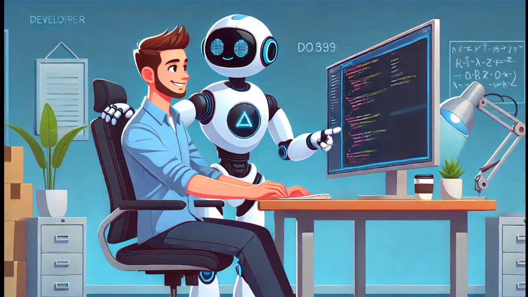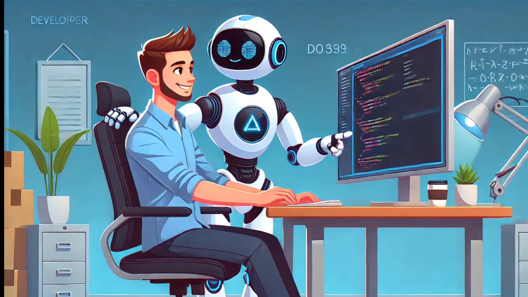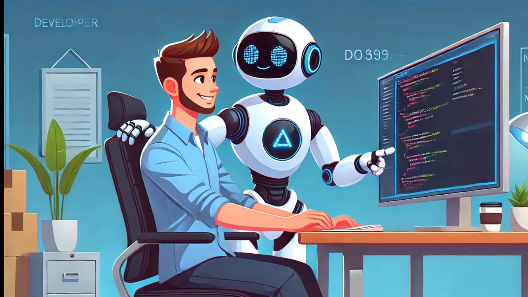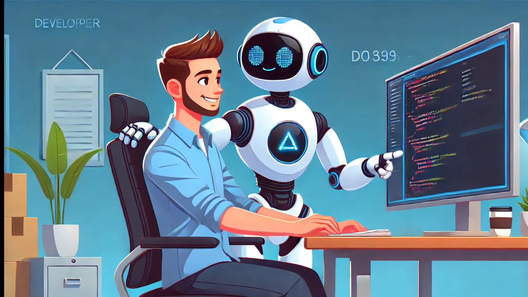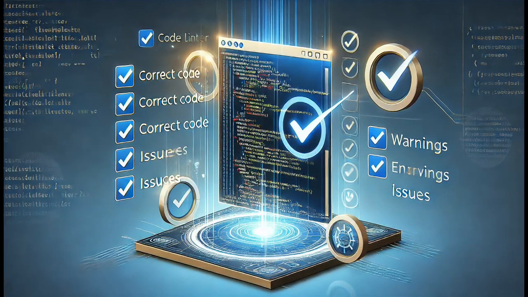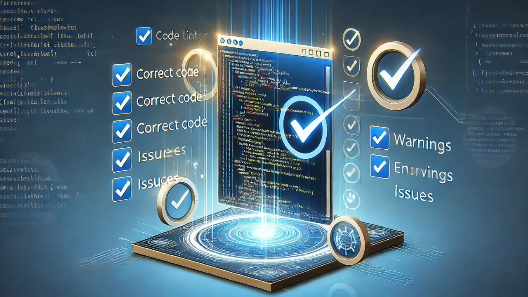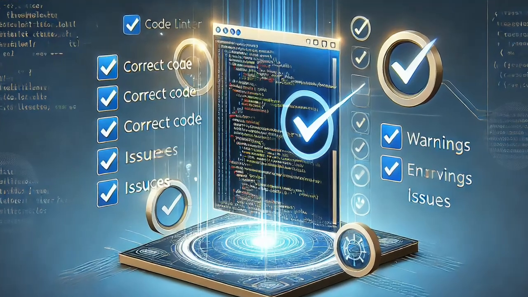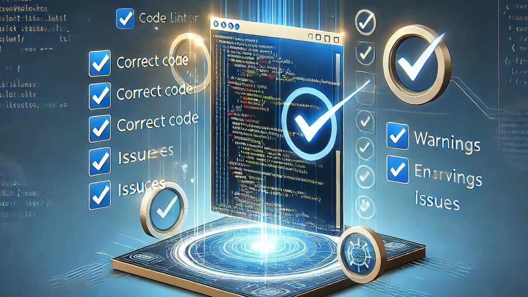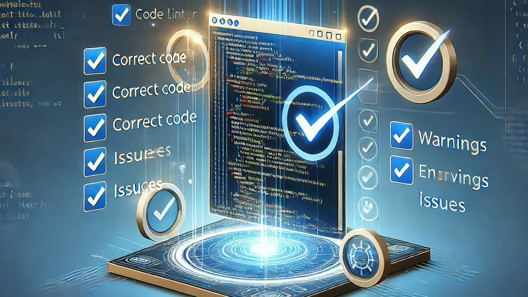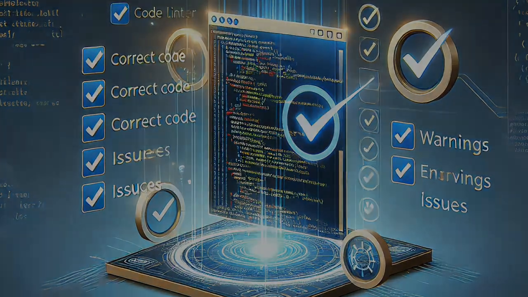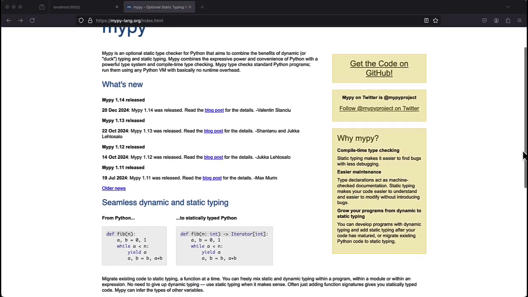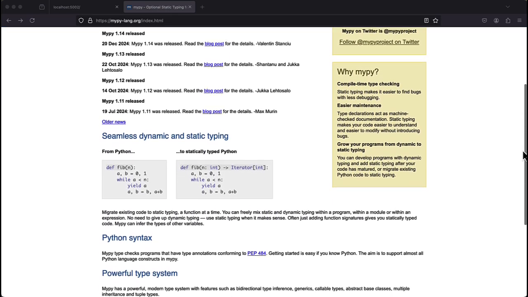Think of linting as having a very experienced Python developer looking over your shoulder as you code, pointing out potential mistakes, style issues, and areas that could be improved. The linter helps maintain consistency across your code base and catches common programming errors before they become problems. This is particularly important when working in a team, but even for solo developers, it helps maintain high code quality standards. One of the most powerful tools in our arsenal is mypy, a static type checker for Python.